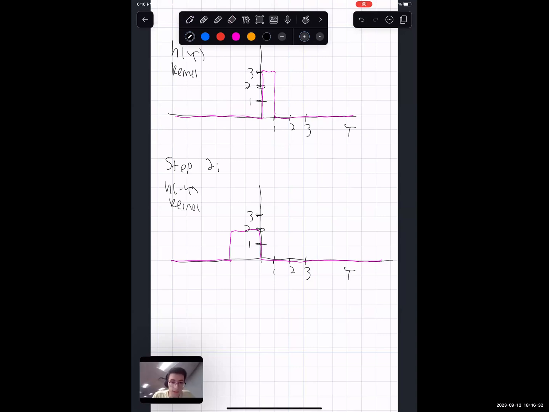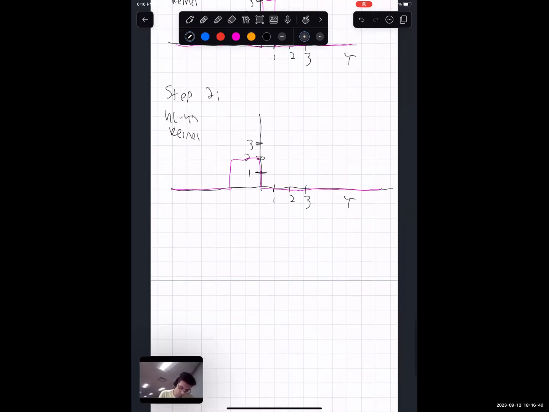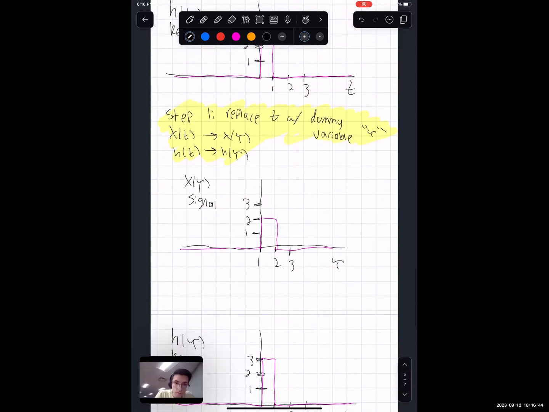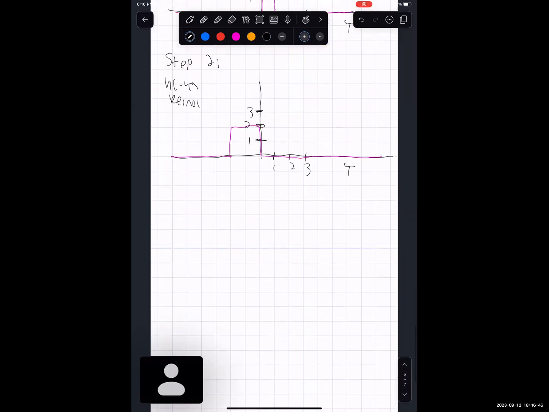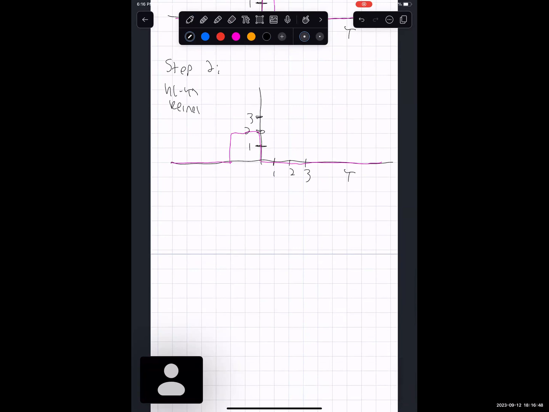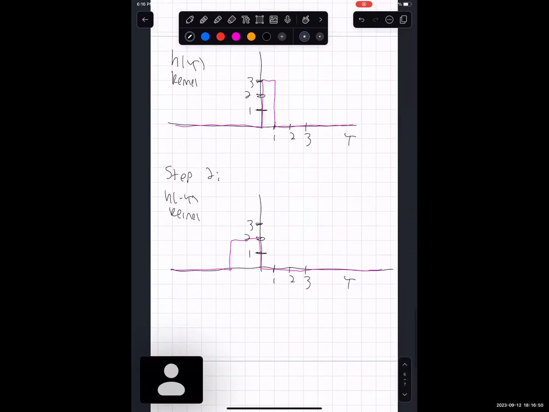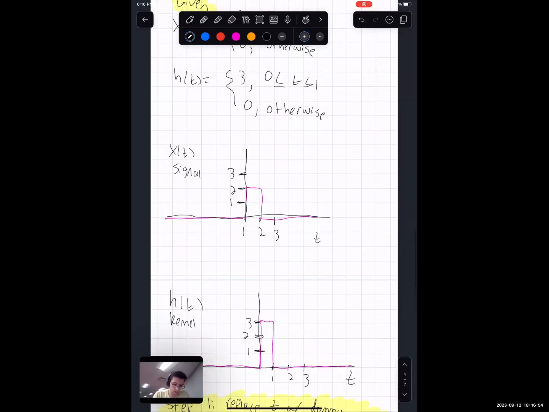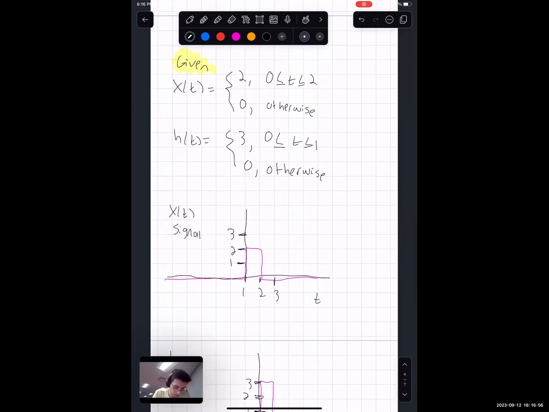Okay, and now step 3 is we're going to shift it. We flipped h of tau, right? So just starting from the top, just a quick recap. Here's what we were given. Here's our h of t that we're given, right?